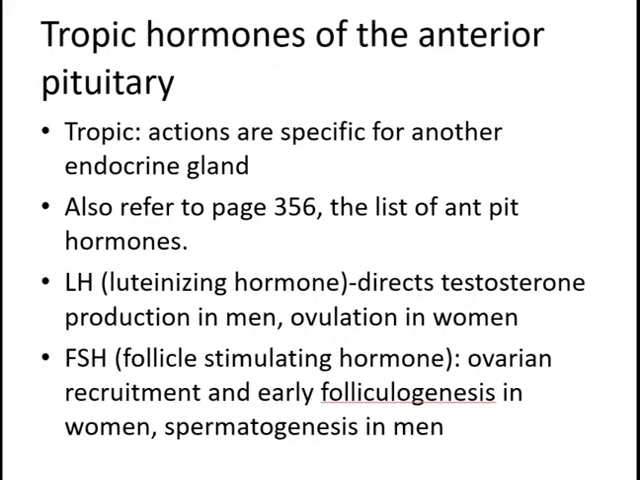Now let's talk about trophic hormones of the anterior pituitary. These are hormones that affect other glands. The luteinizing hormone, or LH, is up first. It directs testosterone production in men and ovulation in women. FSH is up next, the follicle-stimulating hormone. It is responsible for ovarian recruitment and early follicle genesis in women and spermatogenesis in men.